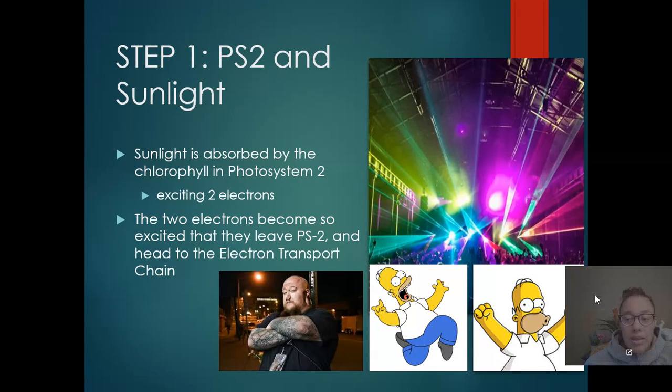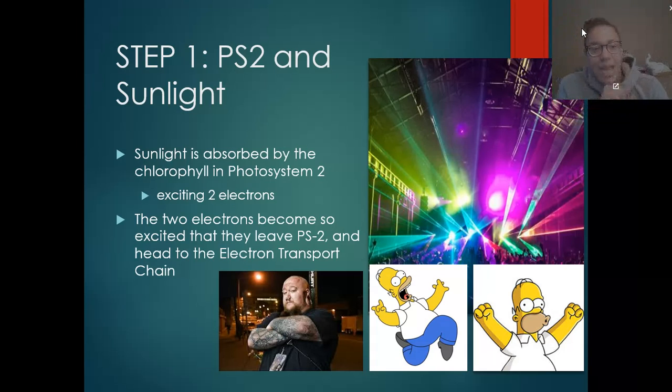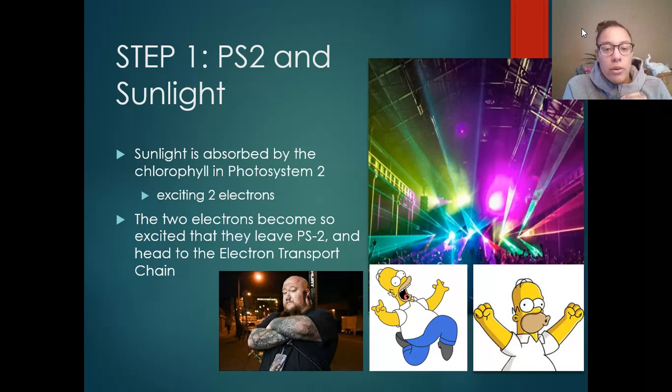Our light dependent reactions are going to start off with photosystem 2 and sunlight. So our photosystem starts off as that empty warehouse. But as soon as sunlight gets absorbed into the chlorophyll of photosystem 2, that's where the party gets started, right? So we have light entering my big warehouse, or my photosystem. It's going to be absorbed by chlorophyll, and it's going to start exciting electrons. And once two electrons get excited, they're going to start bouncing around like crazy.